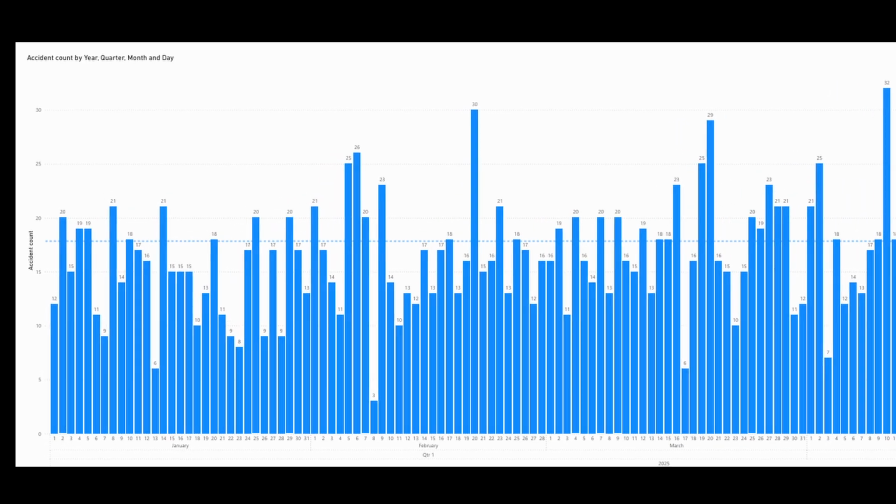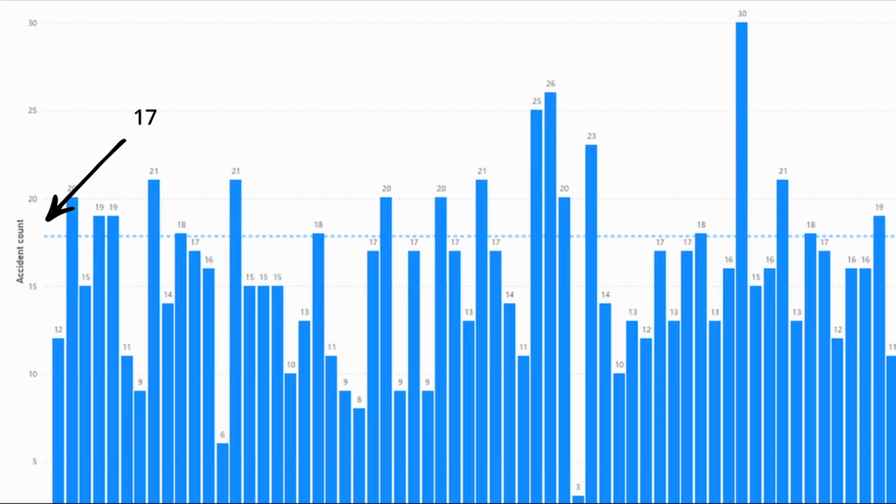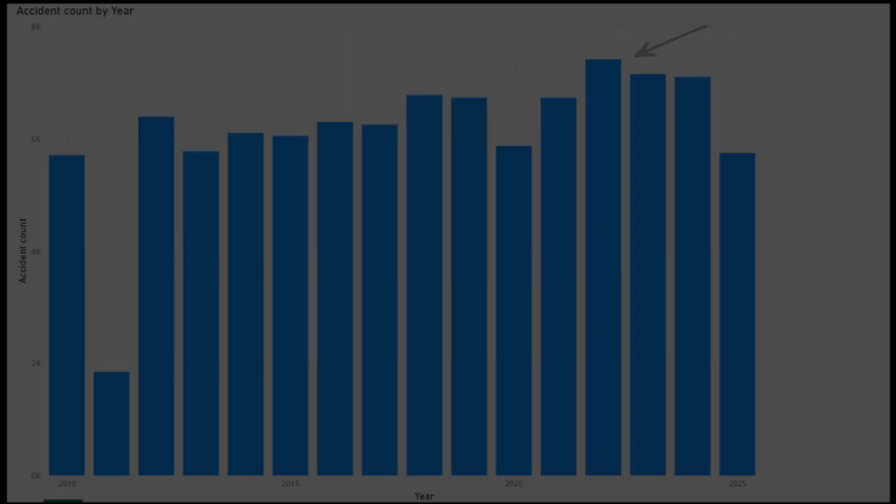In 2025, an average of over 17 accidents were reported on NTSB and ASN each day. A huge number, and one that fluctuated and strangely peaked in 2022 and stayed around the 7,000 mark until 2025.